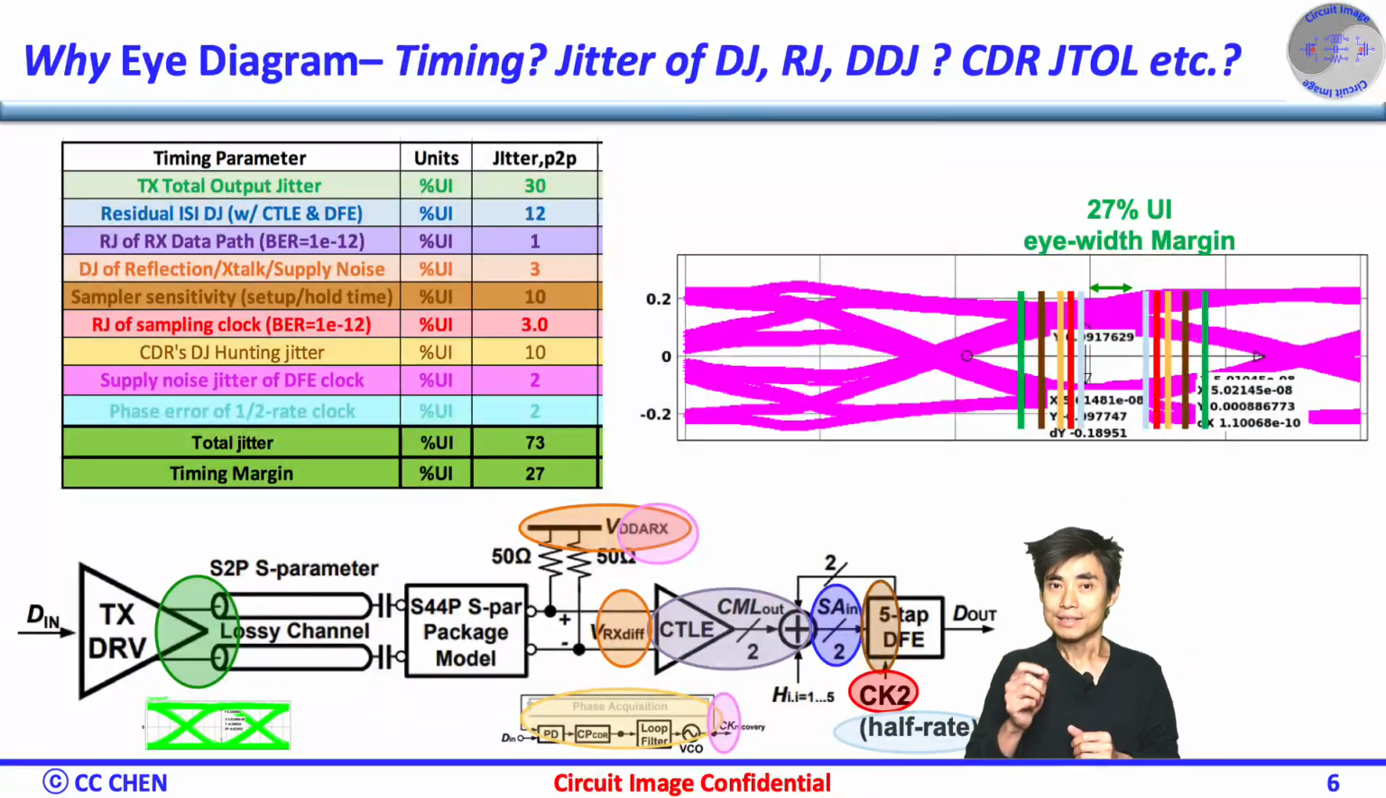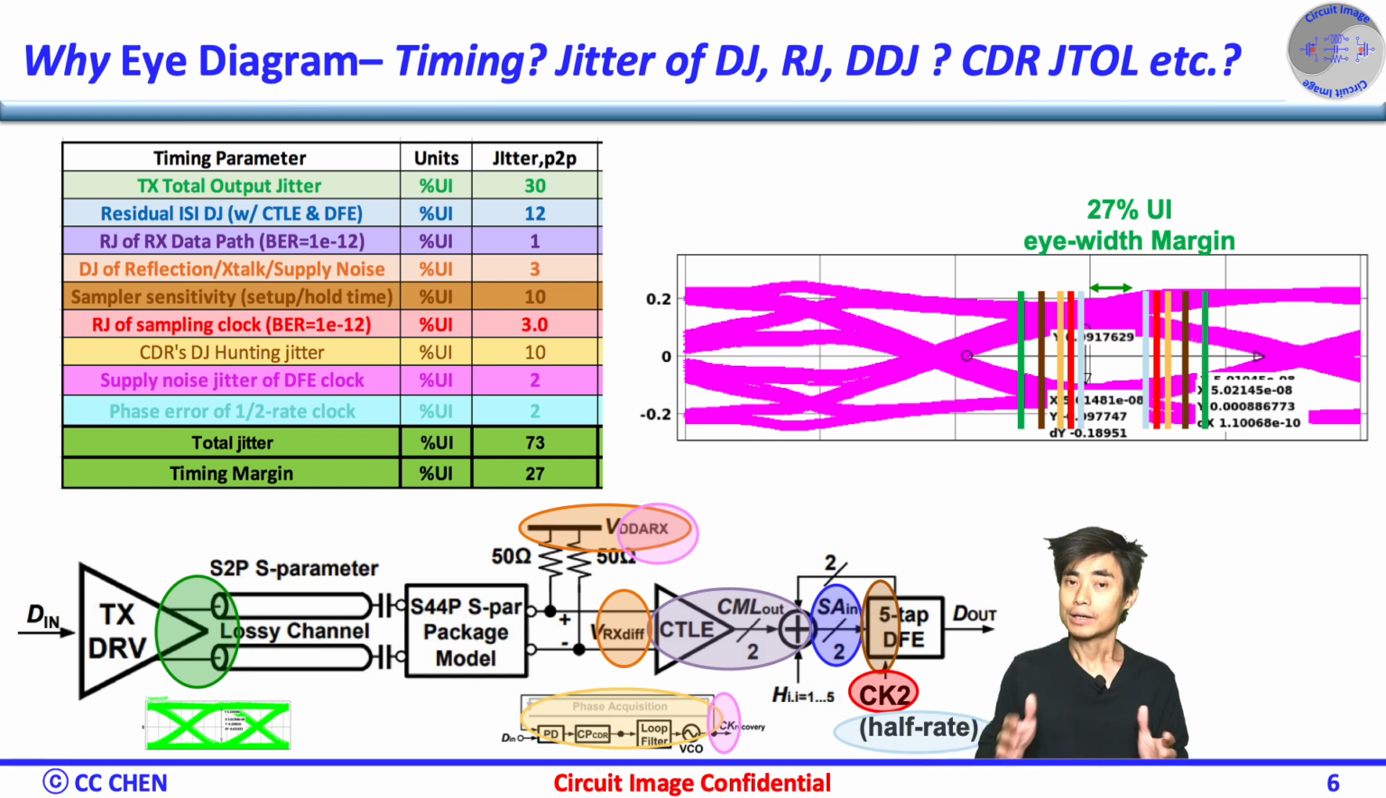After getting the signaling link budget, we still need the timing link budget for the eye width analysis of the eye diagram. Similar to the SNR concept in the eye height, we can get the eye width by subtracting all the unwanted timing error and jitter. First and foremost, the TX total output jitter, RJ plus DJ, from the jitter specification of most standards, the 30% UI is a must.